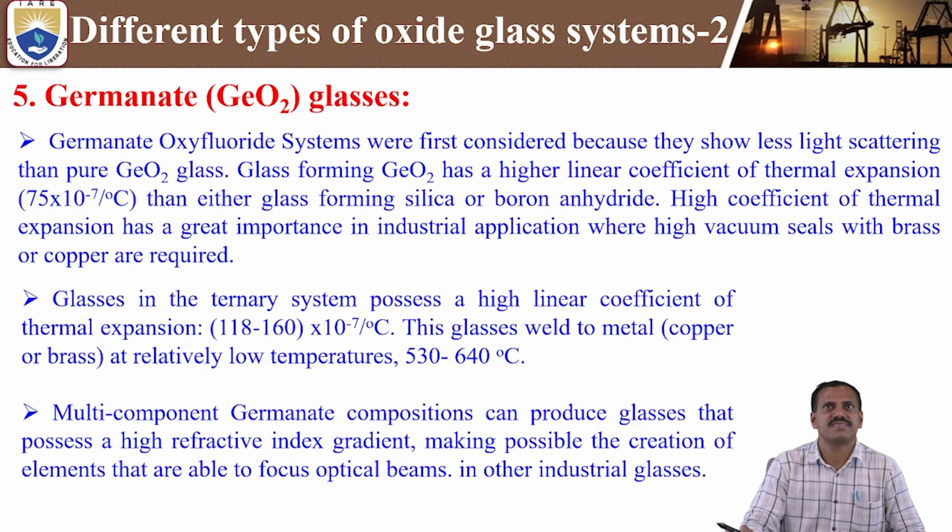Next, germanate glasses with oxyfluoride were first considered because they show less light scattering than pure germanium oxide glass. The glass forming oxide has a high linear coefficient of thermal expansion, 75 x 10^-7 per degree centigrade, higher than glass forming silica or boron anhydride. A high coefficient of thermal expansion is of great importance in industrial applications where high vacuum seals with brass or copper are required.